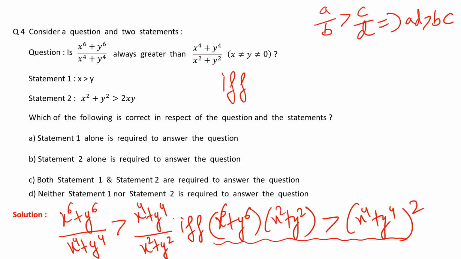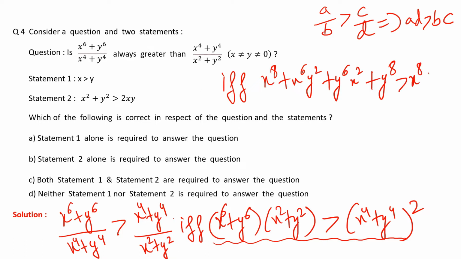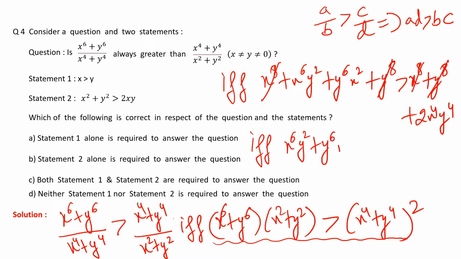Let us open the brackets. We will be getting x to the power 8 plus x6y square plus y6x square plus y to the power 8 greater than x to the power 8 plus y to the power 8 plus 2x4y4. I have just applied the identity (a plus b) whole square on the right hand side of the inequality. Now obviously these two terms x to the power 8 and y to the power 8 will cancel out on both sides. Now this statement will be true if and only if x to the power 6 y square plus y to the power 6 x square minus 2x4 y4 is greater than 0.